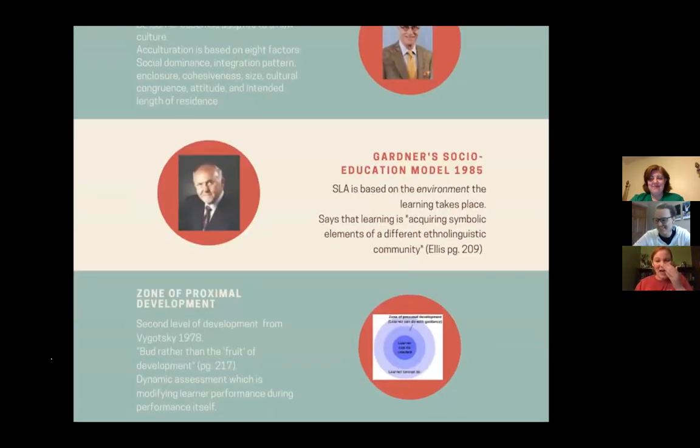Okay, next one. Gardner's socioeducational model. We've talked about this many times before; it keeps popping up. It's from 1985. It's based on the environment in which learning takes place. A quote from the book is that it is acquiring symbolic elements of a different ethnolinguistic community. Within this there are four aspects: the social or cultural milieu, which is the environment, individual learner differences, the setting, and learning outcomes.